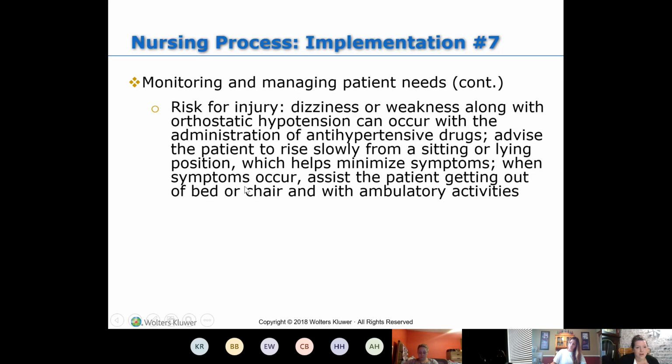We've already talked about the risk for injury. You want to monitor and manage your patient's needs. If they're dizzy, tell them to rise slowly. We've already talked about that. We want to assist them getting out of bed with ambulatory activities.